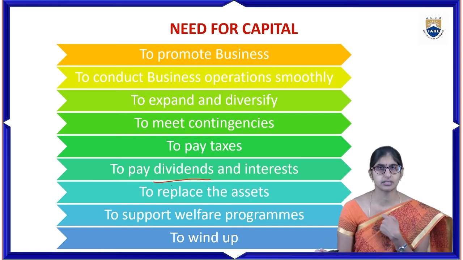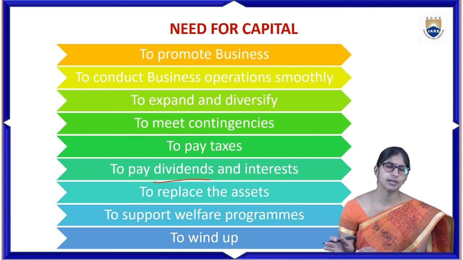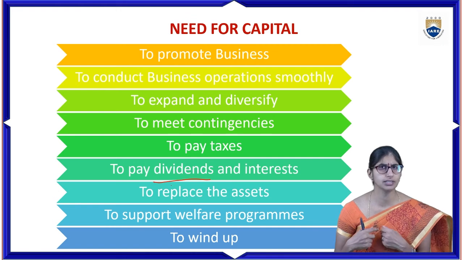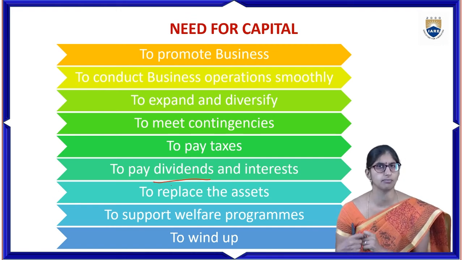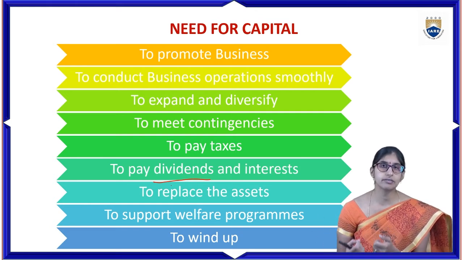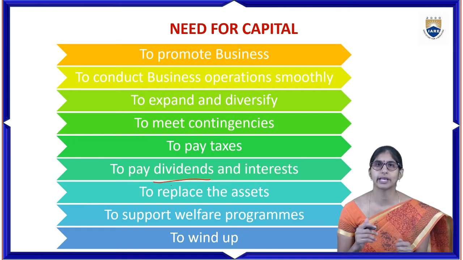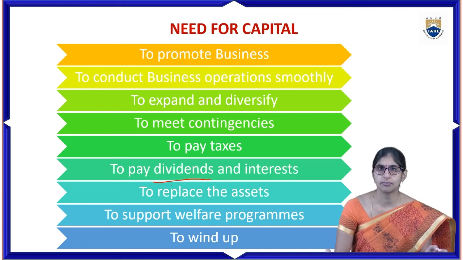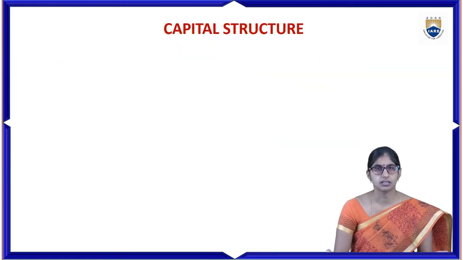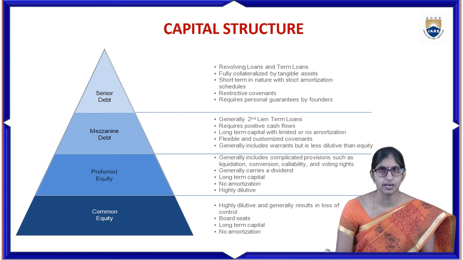So as a small investor, as a middle class person, I have invested in some XYZ company. That company has gone into losses, and it has to pay some amount of money to me, because I trusted that company and invested my savings in it. Even I am going to receive some amount of money, through capital. So from every pin to big paper, we require capital in the business. Now let's understand how capital is structured.